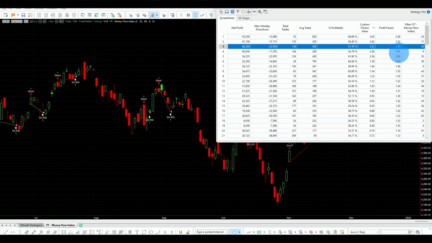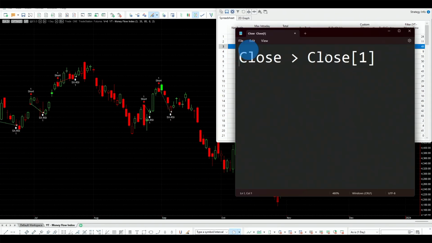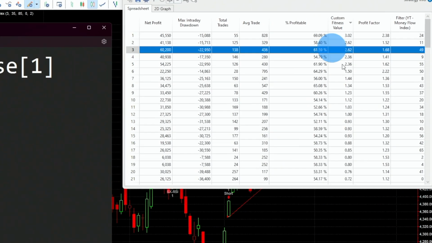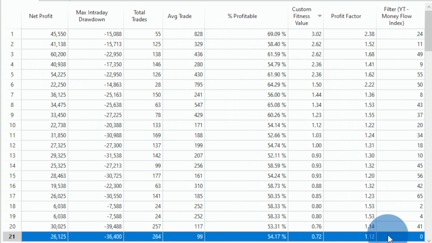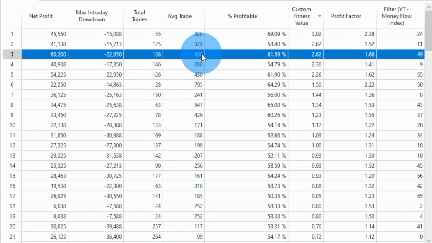But still, let's see what 49 is. And the filter is if the close is higher than the previous close, either today or yesterday. So again, it's an extremely simple filter, but see the result. So we have 264 trades, which goes to almost half. And then our average trade goes from 99 to 436.